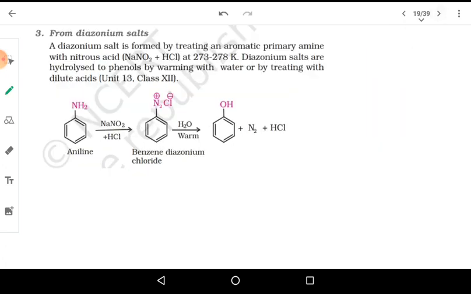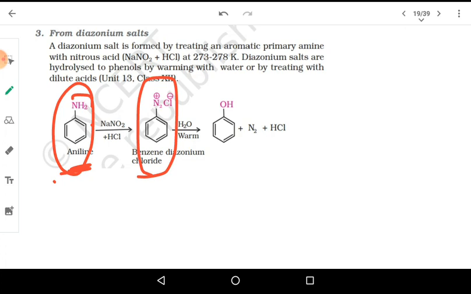Let us now move on to the next one, that is from diazonium salt. In the last chapter we have discussed what is diazotization. So by the process of diazotization, aniline, that is benzene with NH2, is converted into benzene diazonium chloride, that is N2Cl. Now that is treated with warm water will give us phenol along with byproducts, that is N2 and HCl.